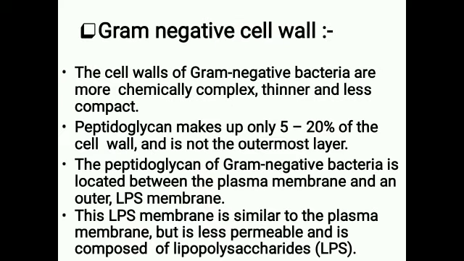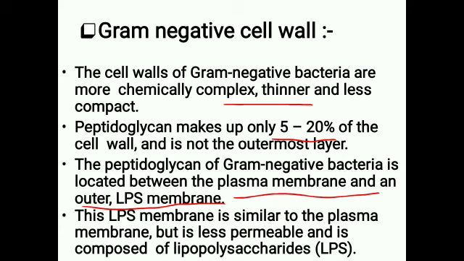The next one is the gram negative cell wall. The cell wall of gram negative bacteria is more chemically complex, thinner and less compact. As we discussed, in gram positive bacteria the cell wall is thick, but in gram negative bacteria the cell wall is thin. In gram negative bacteria, peptidoglycan is present, but in a smaller amount, that is 5 to 20%.